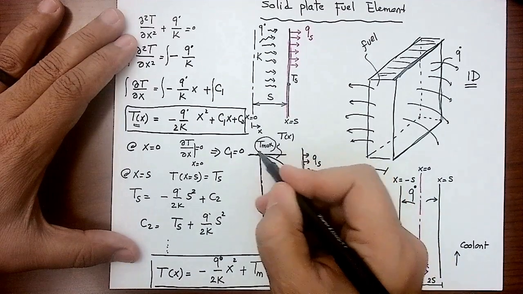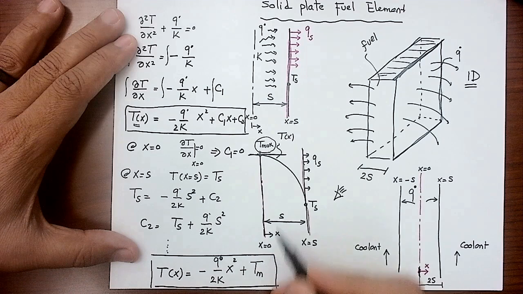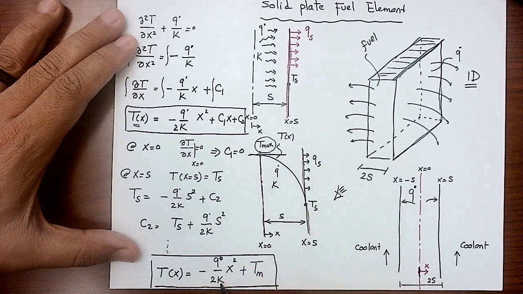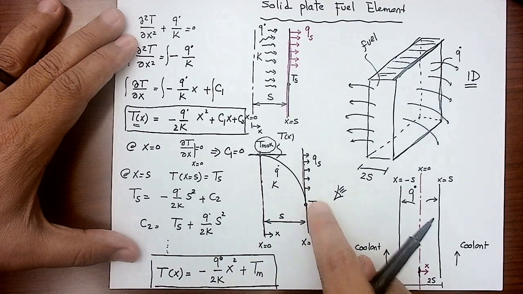If you know what's your maximum temperature, say this is 1,000 degrees C, if you know the value of Q dot inside that fuel, if you know the thermal conductivity of that fuel, at each value of X, let's put X equals 0 in this equation. If you put X equals 0, what is the temperature at X equals 0? It's T max, which is true. Let's put X equal S. If this is S squared, yes, that's S squared. So Q dot S squared over 2K plus T max, this is negative. Temperature will go down. It will give you the temperature at the surface.